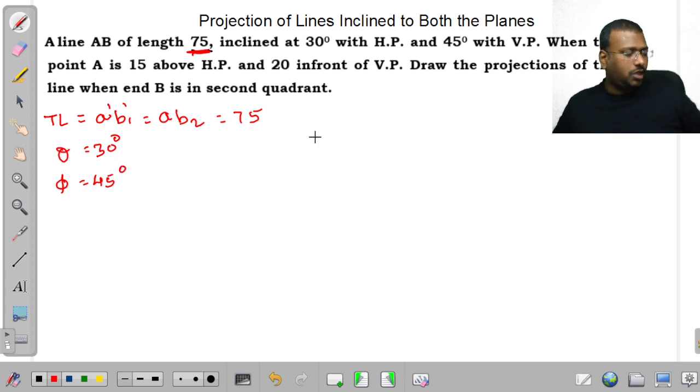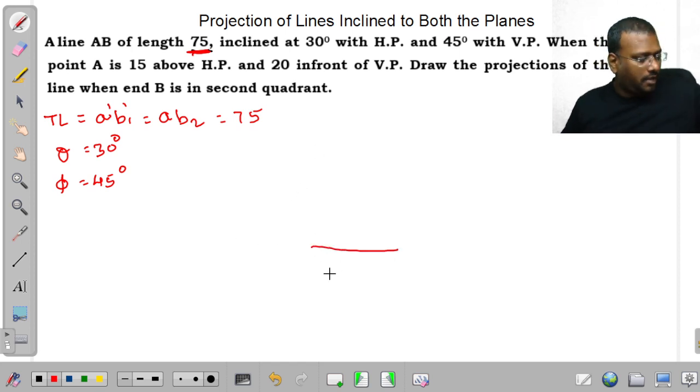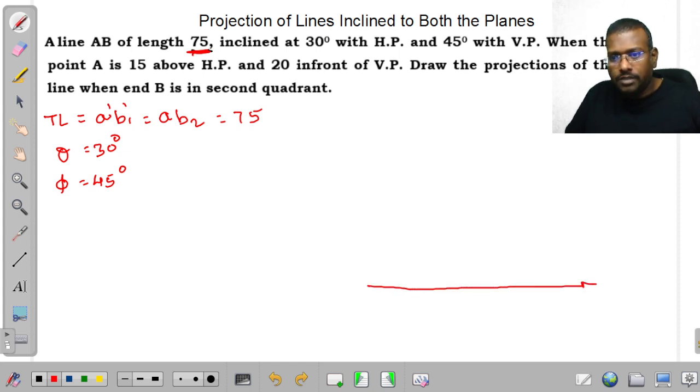If you write it like this, you can get clarity, and I will explain how to solve this problem. When the point A is 15 above HP and 20 in front of VP, I won't write this information in statement form. I will place this information with reference to the XY line itself. So this is my XY line. I am not using proper scale and straight lines, my dear friends. Just analyze it in the rough diagram. This is more than sufficient. In the rough, you have to do it like this only. More than this is not required. This is your XY line.